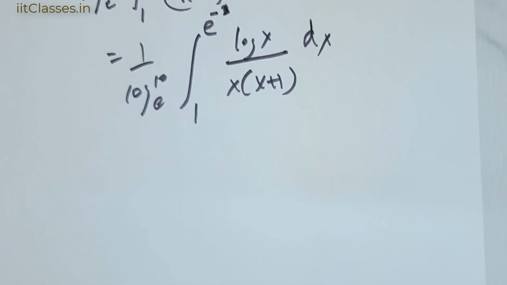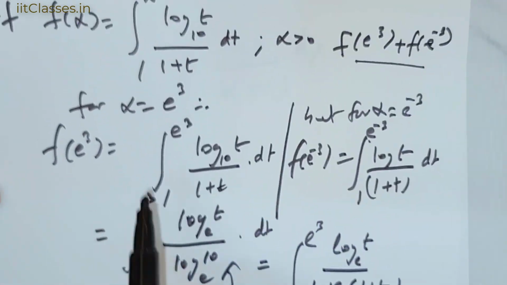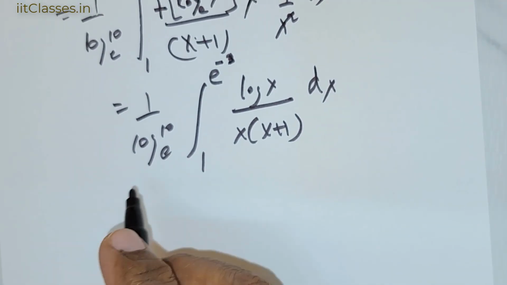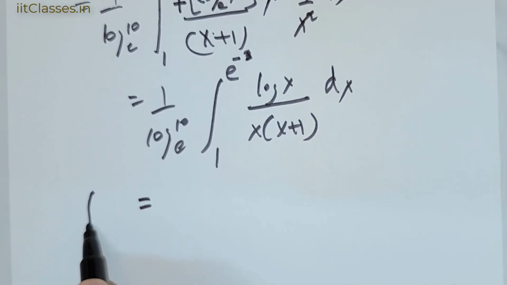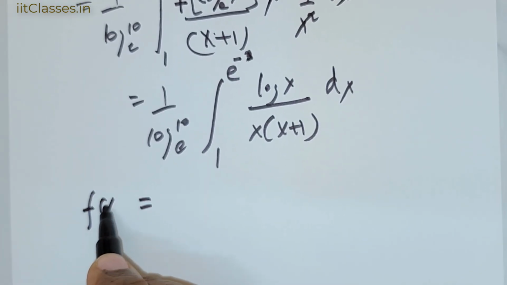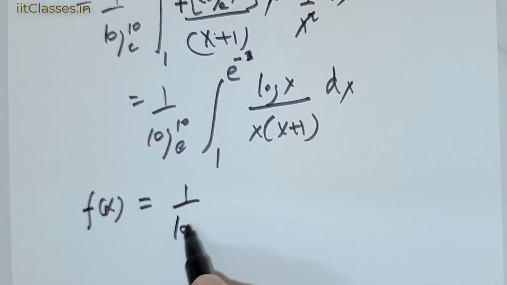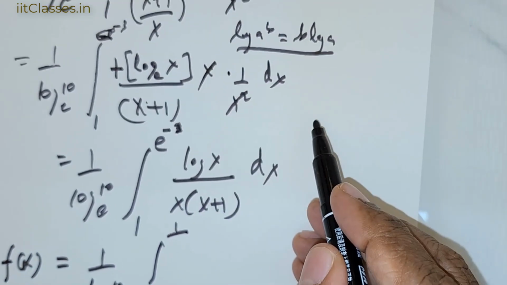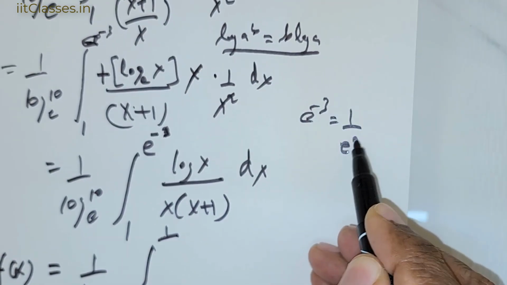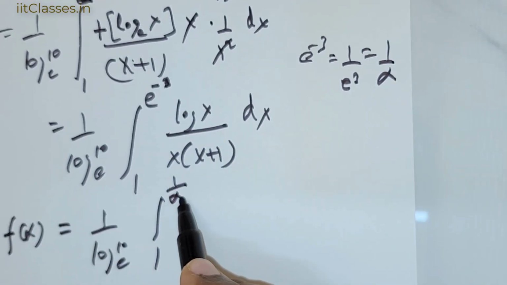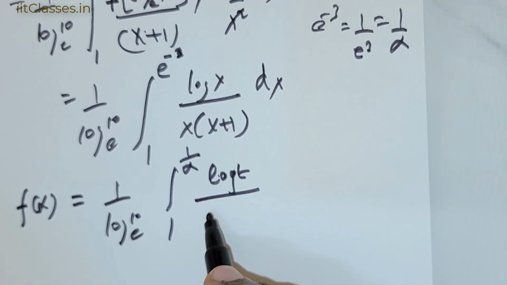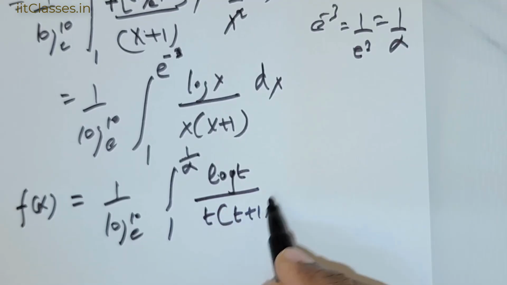Now if you remember, we took this to be equal to alpha, right? Alpha is equal to e raised to the power of 3. So I can rewrite this as, on the left, f of alpha, equal to 1 over log 10 to the base e, integral from 1 to 1 over alpha, since e raised to the power of negative 3 is 1 over e raised to the power of 3, which is 1 over alpha. Now this is x, I can very well replace it with t. So log t over t times t plus 1 times dt.